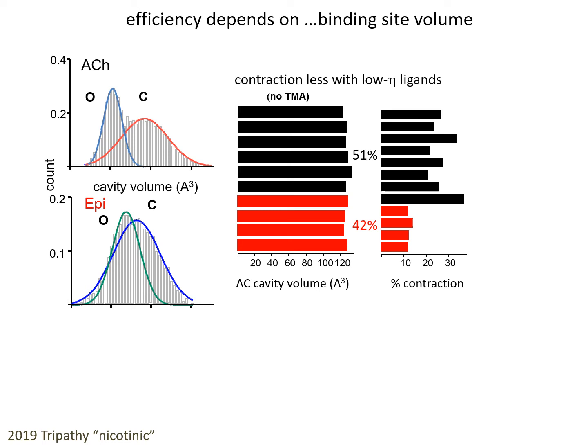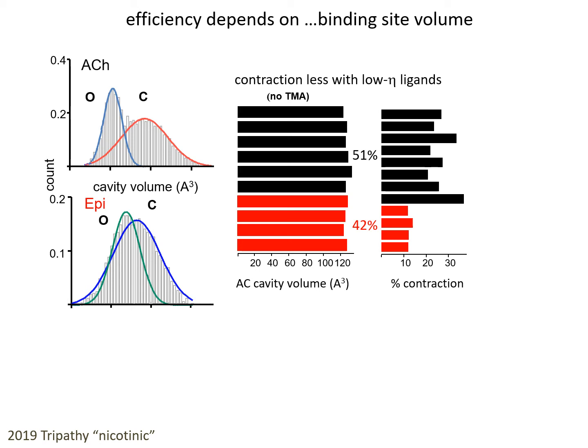However, the extent of the reduction in the pocket volume was less with lower efficiency ligands. The binding pocket, by the way, was calculated by connecting the centroids of all the aromatic residues and calculating the volume of the pyramid that is formed by those centroids.